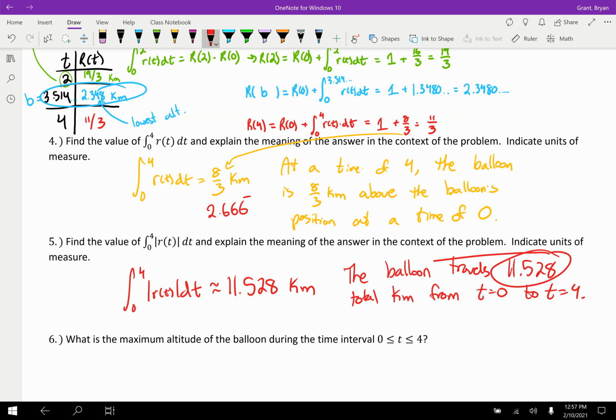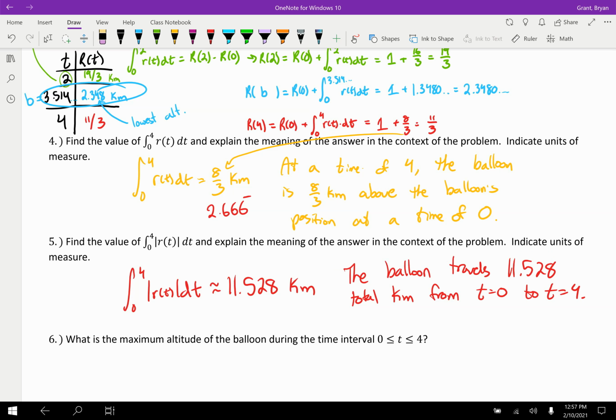This value should always be greater than or equal to the displacement. It would be equal to the displacement if there's no negative area, but usually there is negative area in these situations, so it should almost always be bigger. If you ever get a number that's smaller than this, you did something wrong.